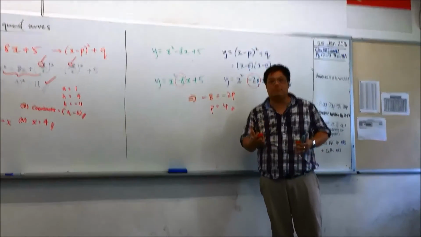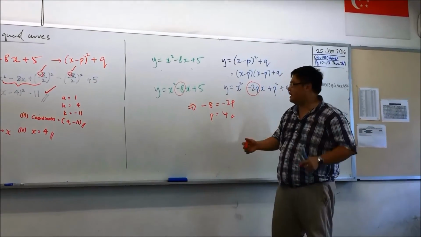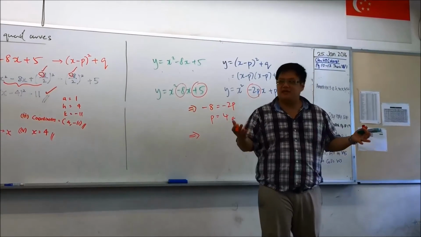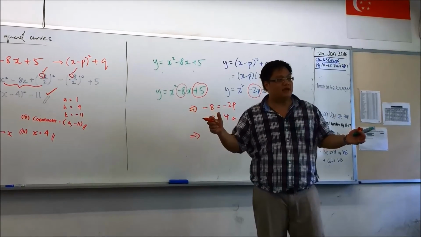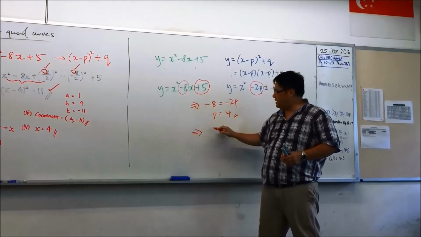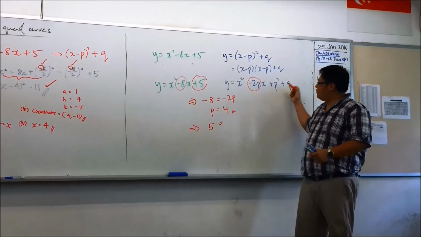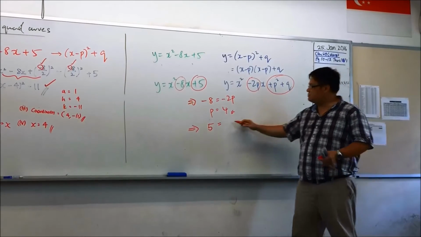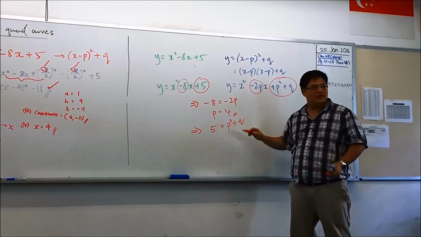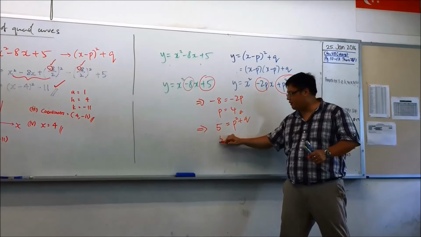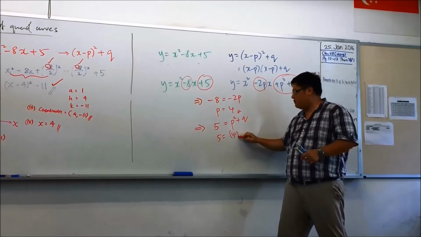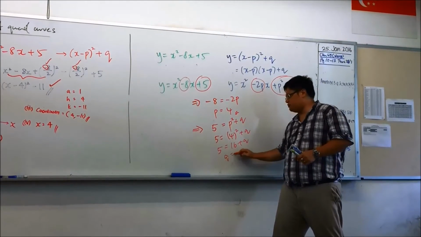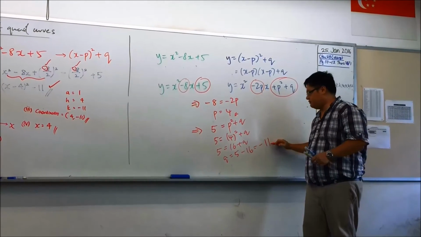Okay, this is called a comparison approach. Let me share with you. Watch it carefully. Look at the constant term, the term that is independent of x. In this case, the constant term here is 5. So if you look over here, what is my constant term? Do you notice there's a term that's independent of x? So this tells me that p squared plus q must be equal to 5. p is equal to 4, right? So from above, p is 4. 4 squared plus q. So 5 is equal to 16 plus q. q is equal to 5 minus 16, which equals negative 11.